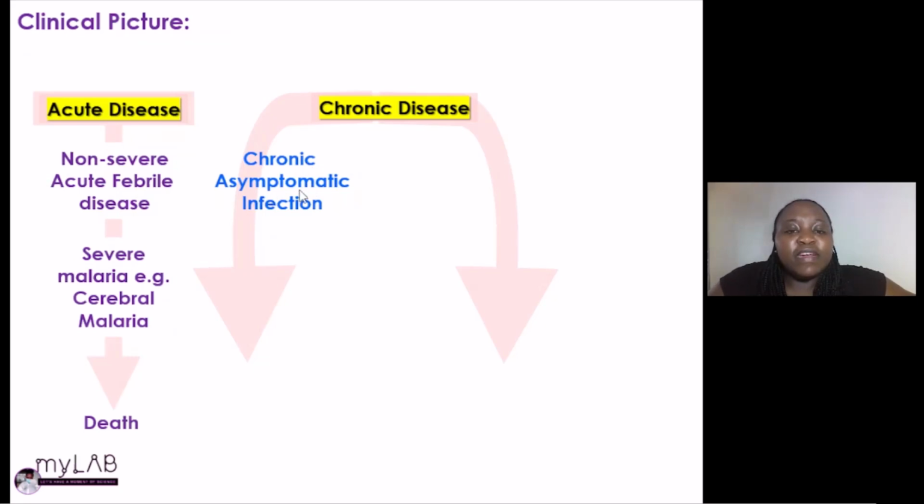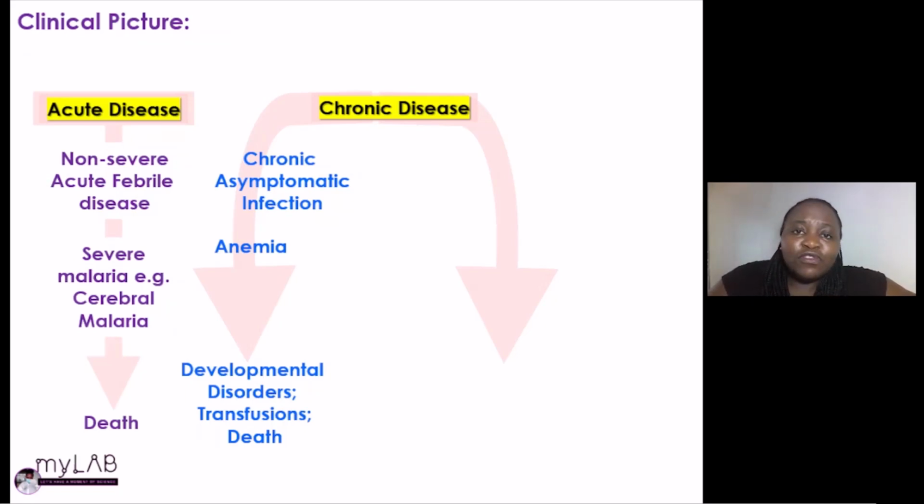Then we have chronic disease, where you get infected but you do not experience symptoms at that particular point. So you have an asymptomatic infection, and this asymptomatic infection will go and cause anemia, and this anemia will lead to developmental disorders in children, a requirement of transfusions because your body is not able to make enough red blood cells, hemoglobin, and so on. And eventually, it could also lead to death.